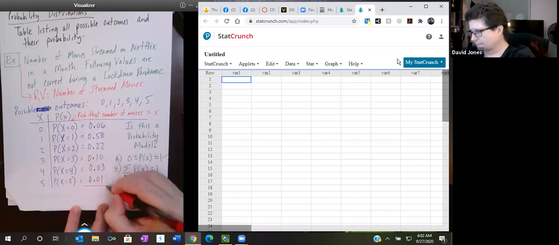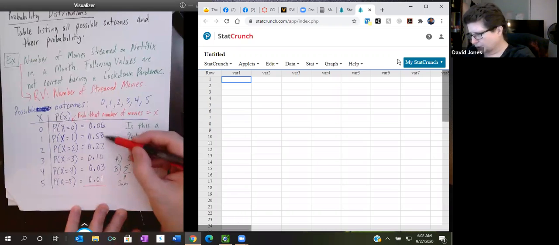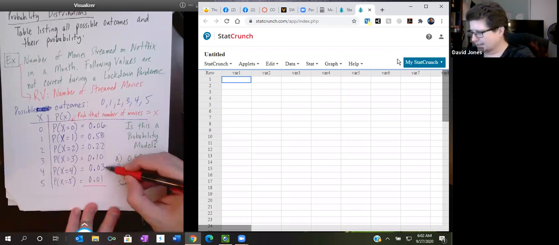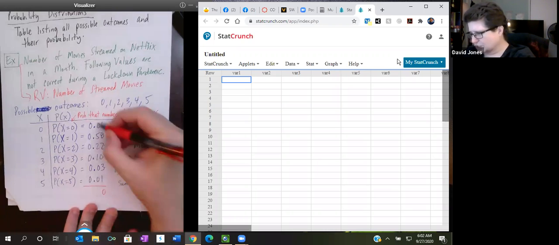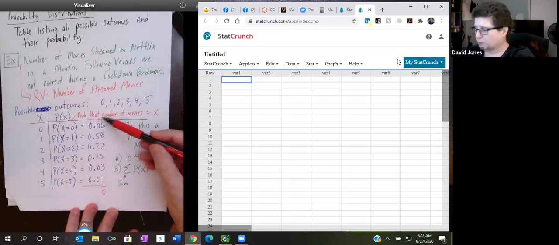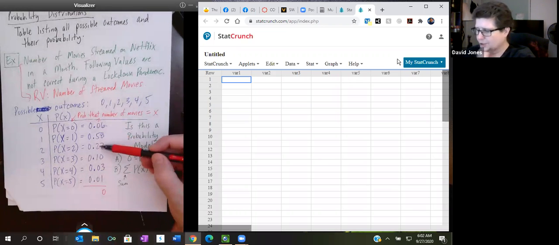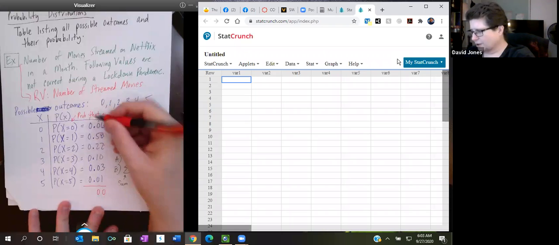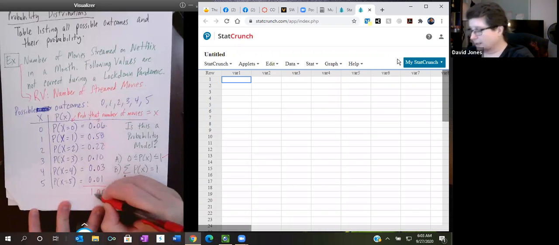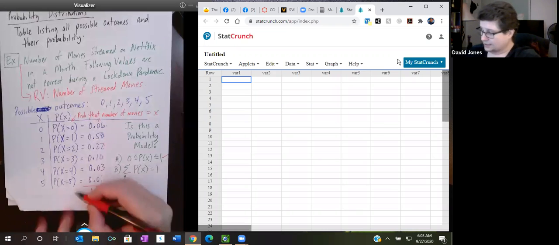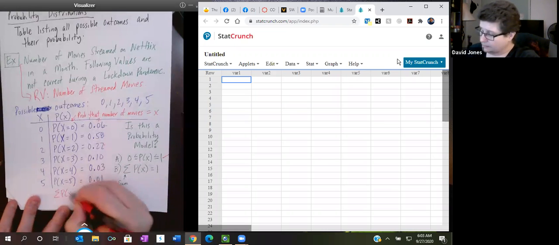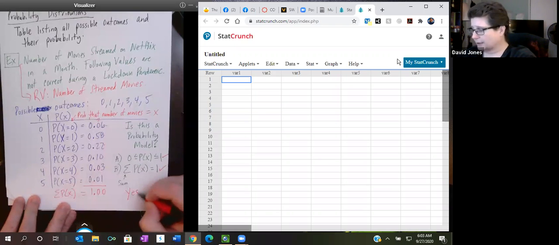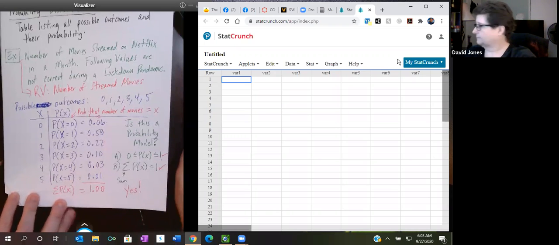Part B, let's add them up. 8 plus 2 is 10, plus 6 is 16, plus 3 is 19, plus 1 is 20. I'll put a 0, carry a 2. 2 plus 5 is 7, plus 2 is 9, plus 1 is 10. Put a 0, carry the 1, and the left column has all zeros except for that 1 I carried, 1. So this is the sum of them. I just added those up. It does equal 1, so that requirement is met. This is a probability model. Okay?